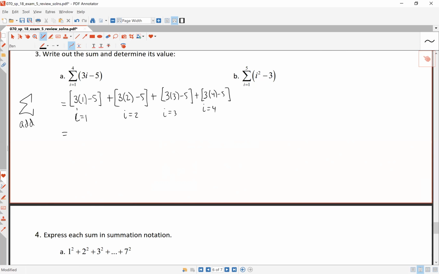So the first term is 3 times 1 minus 5, which is negative 2. Second term is 6 minus 5, which is 1. Third term is 9 minus 5, which is 4. Fourth term is 12 minus 5, which is 7. Adding those up, 7 plus 4 is 11. 12 minus 2 is 10. That sum becomes 10.